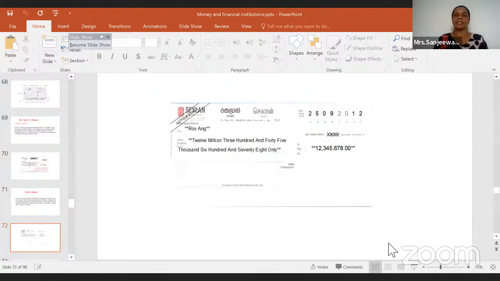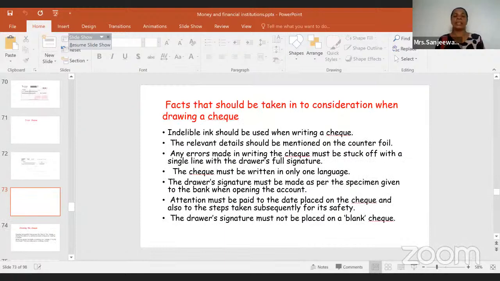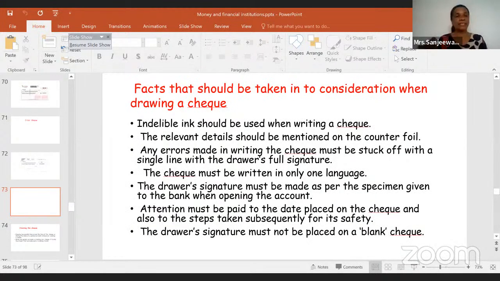Then, what are the facts that have to be taken into consideration when drawing a check? Suppose that you are going to write a check. What are the things that you need to consider? Indelible ink should be used, right? And the relevant details should be mentioned on the counterfoil as well. You know what a counterfoil is, so even in the counterfoil you have to mention all the details. If there is an error, what should you do? Strike it off with a single line, and then you need to put your full signature.